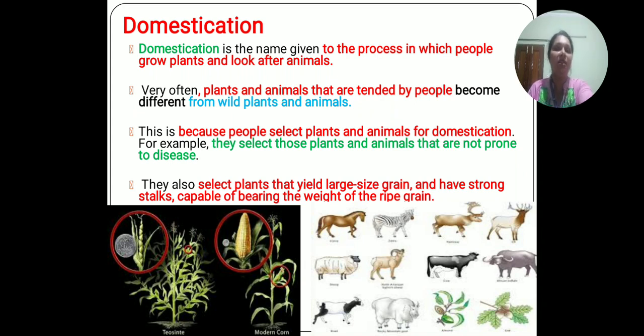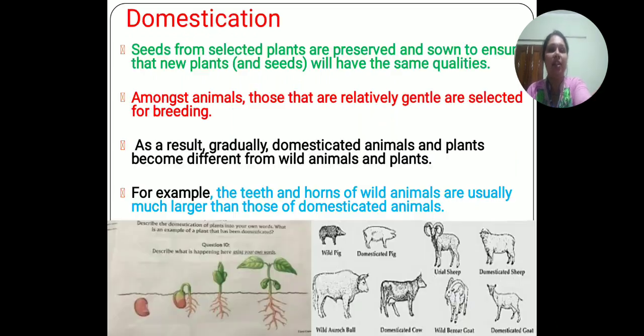These are some animals. If you see on the right hand side, these are the animals which the early men, the hunters and gatherers, started domesticating, keeping them with them where they were living. Like horse was there, zebra was there, sheep was there, goat was there, cow was there, and these were some plants which they started domesticating.